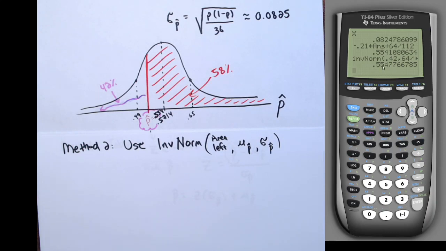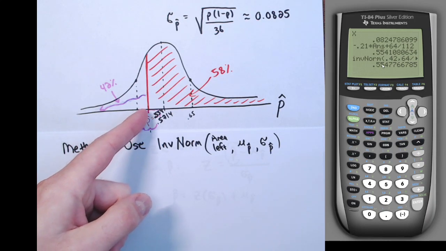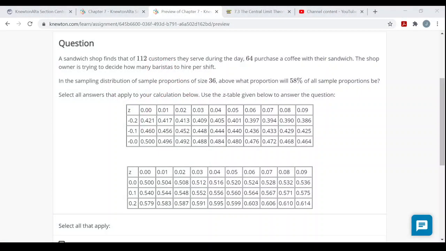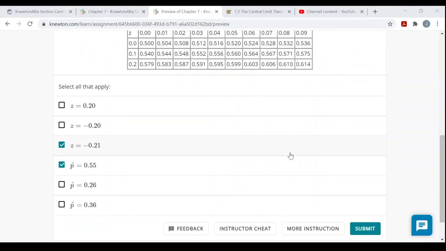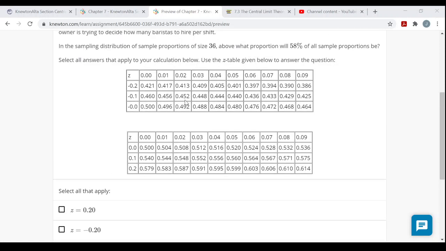So this particular p hat would have to be 0.554, 0.555 to have 42% below it and 58% above it. So that was that inverse norm, when you know an area under the curve and you want values on the number line. Okay, great. Hopefully now, you had to find the z-score here, so you did kind of have to go and find the z-score, like I did.